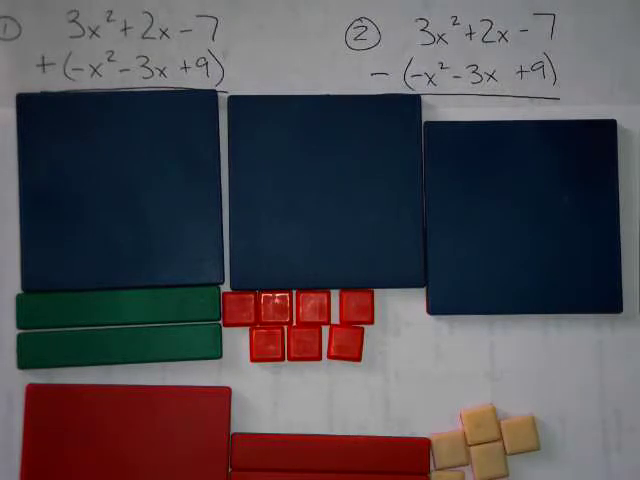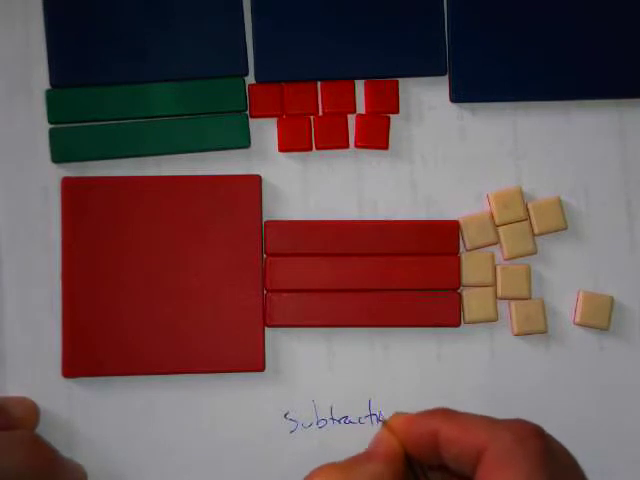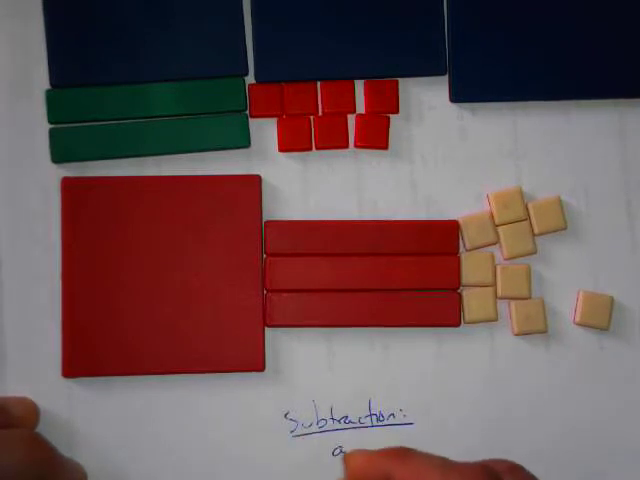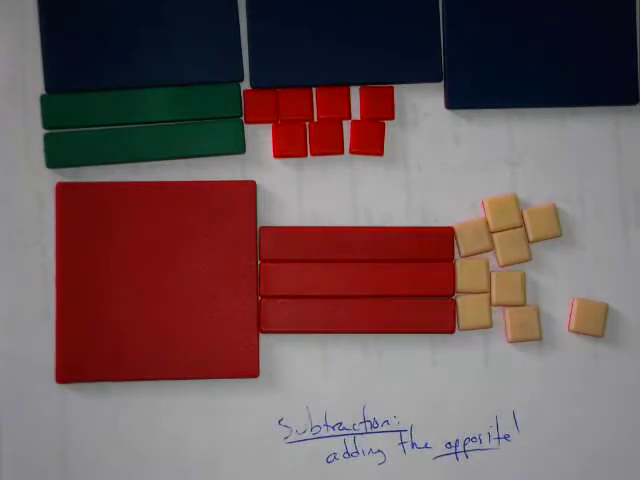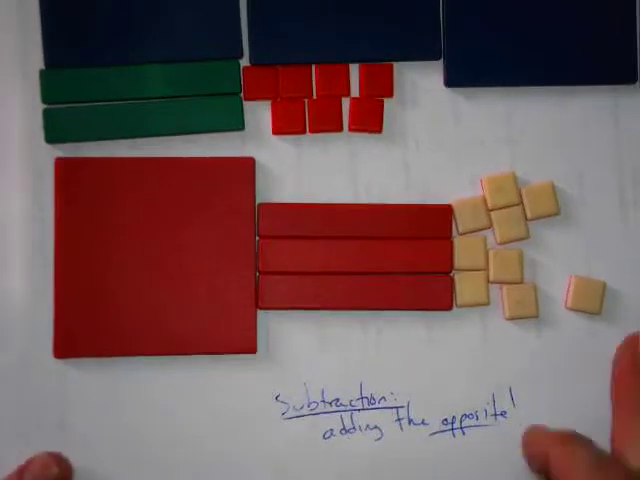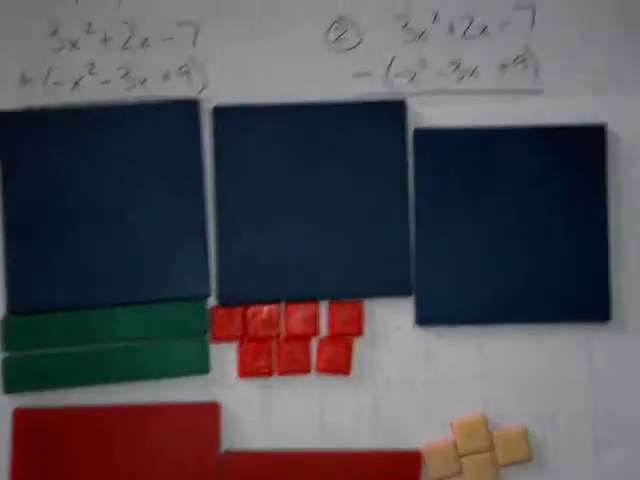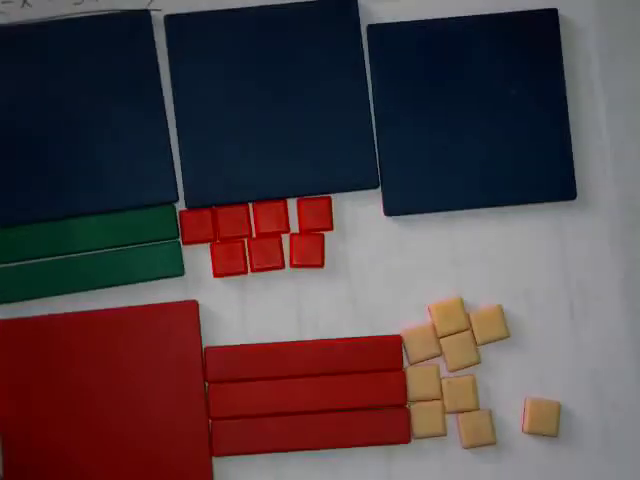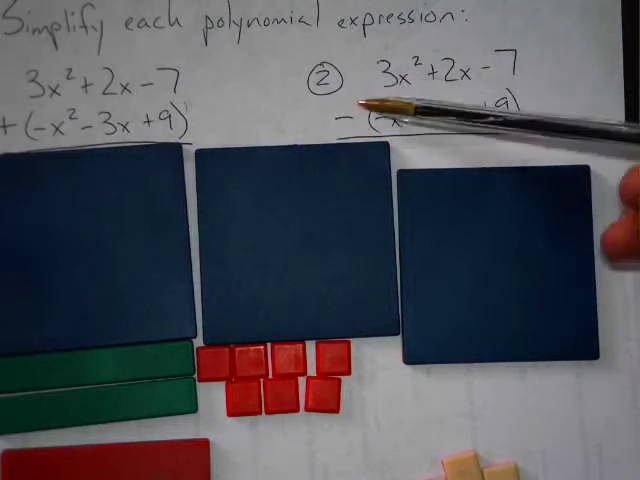And what is subtraction? Subtraction is adding the opposite. That's what subtraction is. So if we have our first polynomial, modeled by these algebra tiles, and we're subtracting the second polynomial, modeled by these algebra tiles, what we're doing then is actually adding the opposite.